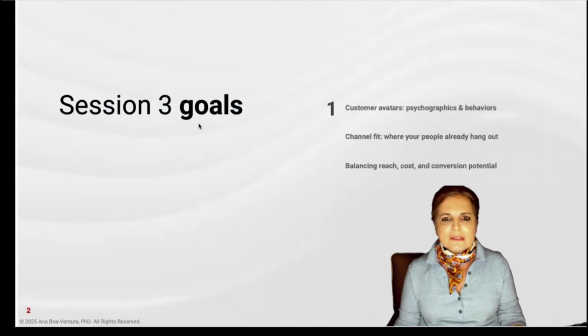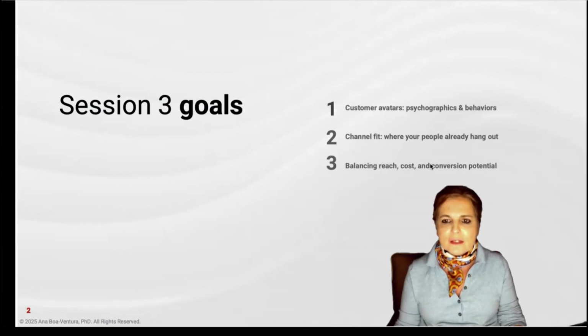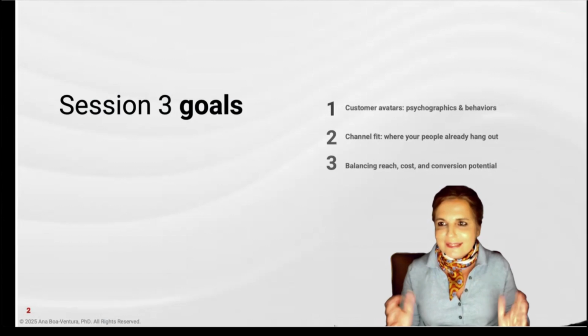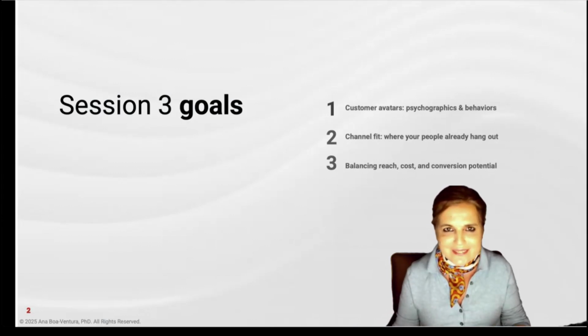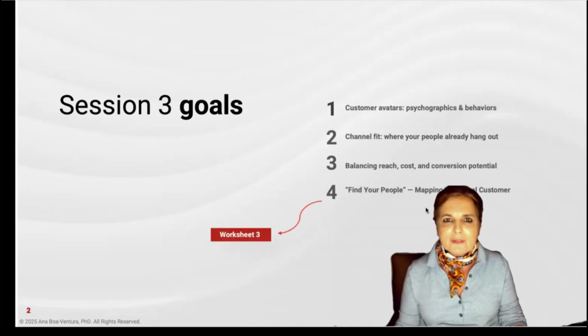So the goals of this session are customer avatars. Let's look at their psychographics and behaviors, channel fit, where your people are already hanging out. That's where you need to be. And then finally, balancing reach, cost, and conversion potential. You know, the day has 24 hours, the week has 7 days. So, how can you really make the most out of your efforts and out of the budget that you have for marketing? And finally, an exercise, find your people, mapping your ideal customer, which you'll be doing with your worksheet 3, so outside of this video.